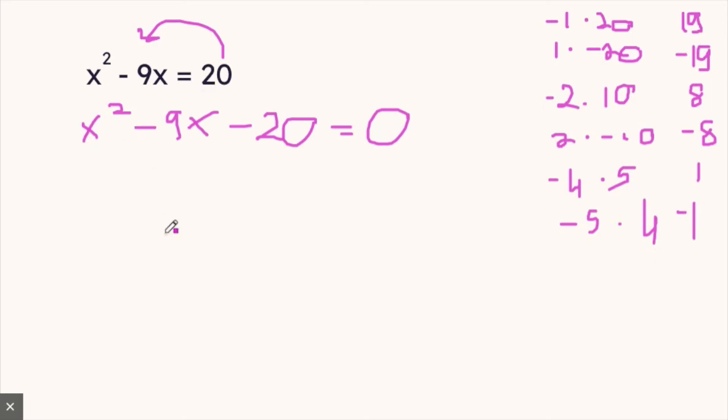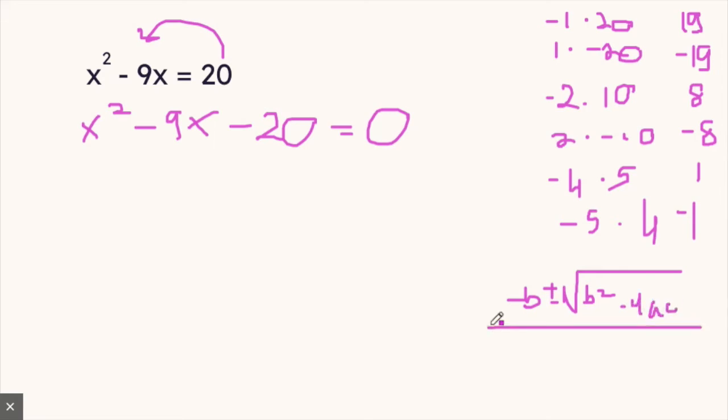That means we have to use the quadratic formula, which was negative b plus minus the square root of b squared minus 4ac, divided by 2a. All right. a is 1, b is negative 9, and c is negative 20. Let's write the letters here.